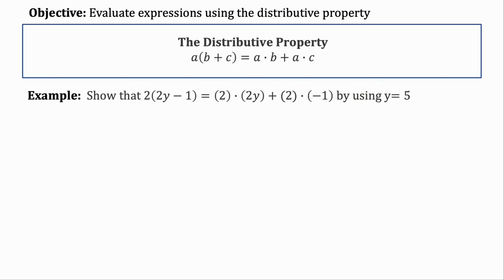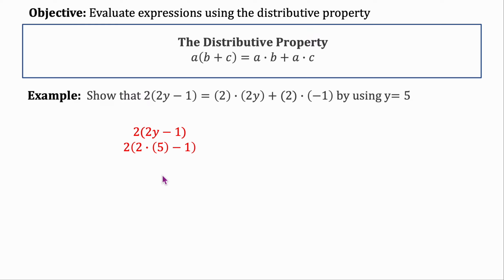So now we have a different expression, this 2 times the quantity of 2y minus 1, that we're going to check to see, is it equal to this expression, 2 times 2y plus 2 times -1. And we're going to use 5 to determine that. So we've got our first expression here. Let's go ahead and plug in 5.